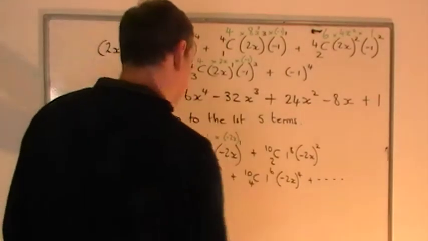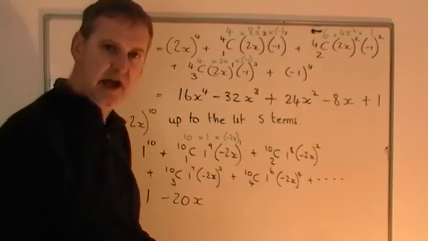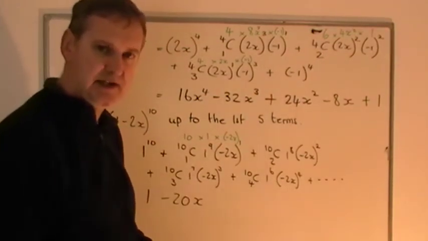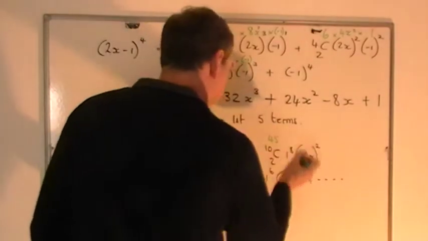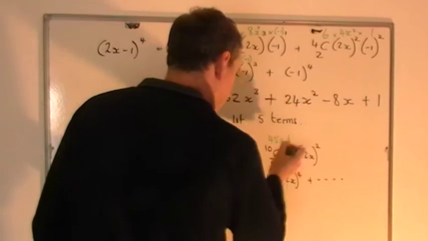Then we've got 10 choose 2. Right, let's work that out. 10 by 9 over 2 by 1. 10 by 9 is 90. Share by 2, it's 45. So that's 45. Times by 1 to the 8 is 1.